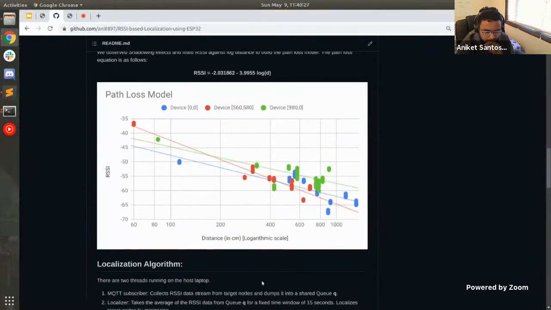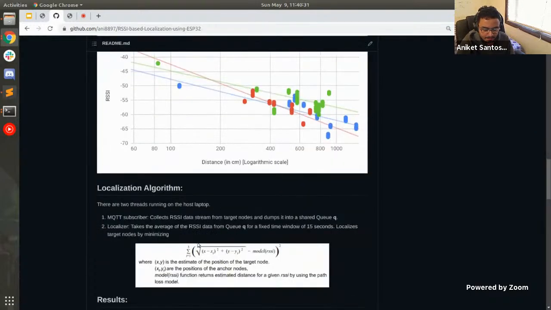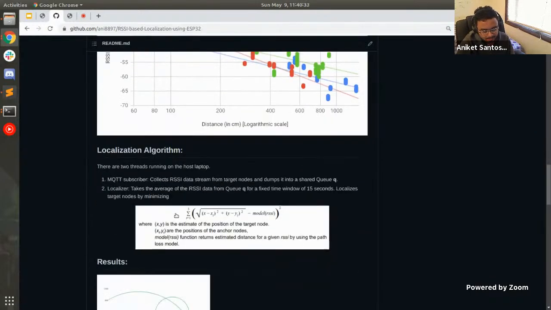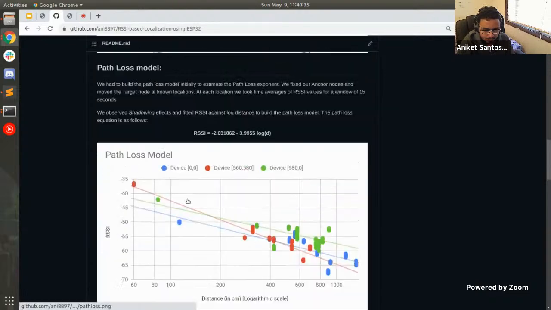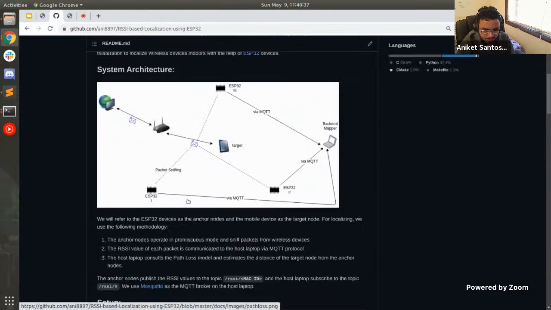And we achieved a localization accuracy of 2 meters in this case. And this GitHub page describes all the implementation details as well.